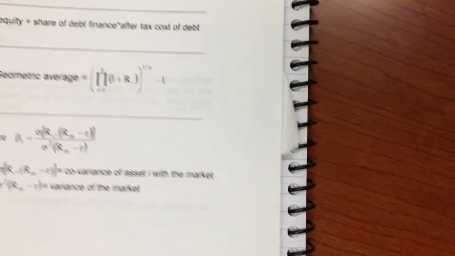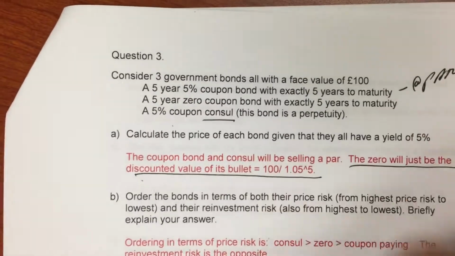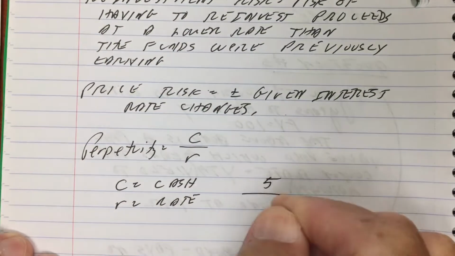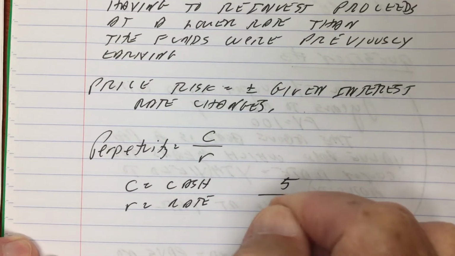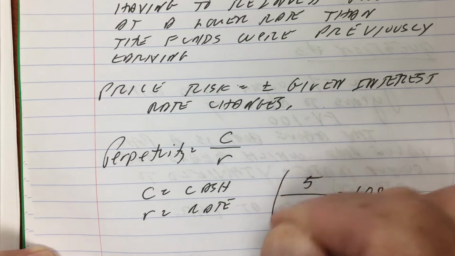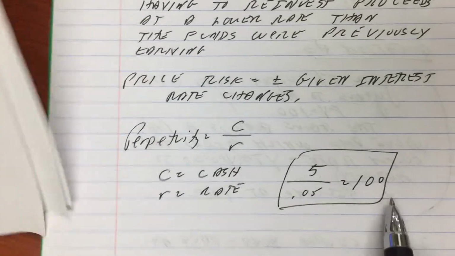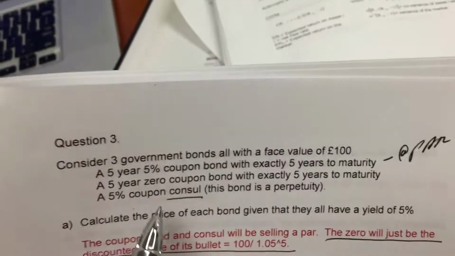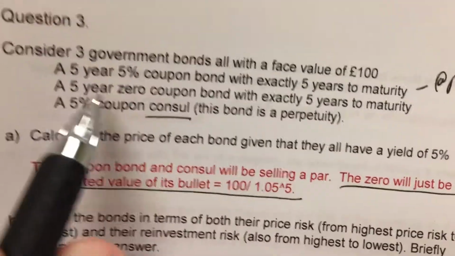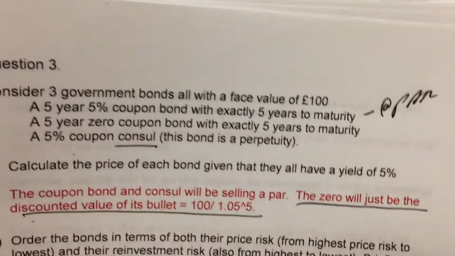So we are getting 5%, which is $5, and the rate is 5%, or .05. 5 divided by .05 equals 100. So the value today, the price of the third bond, is the same as the first one, 100, and we know the second one is $78. So that is the answer to part A.